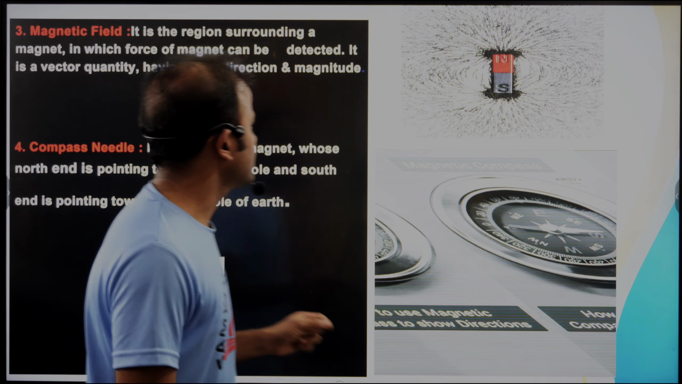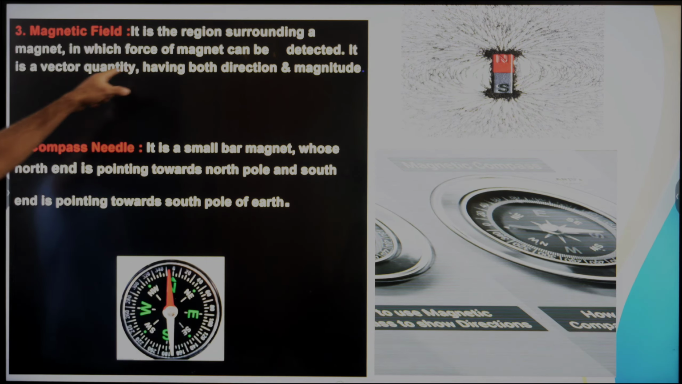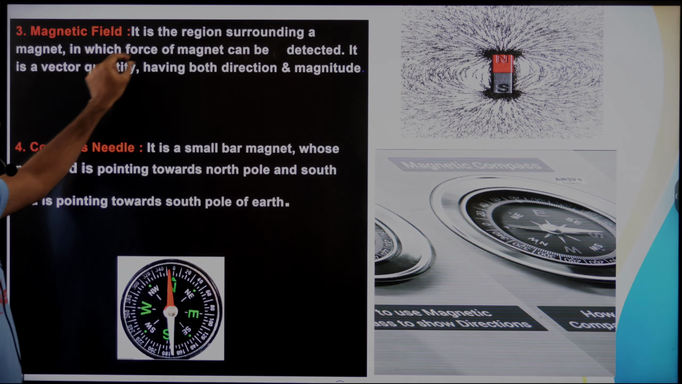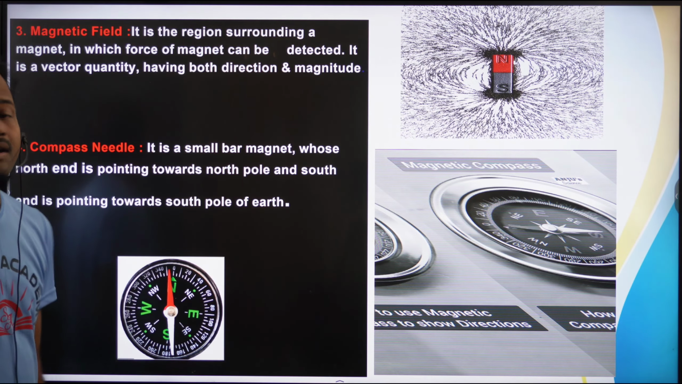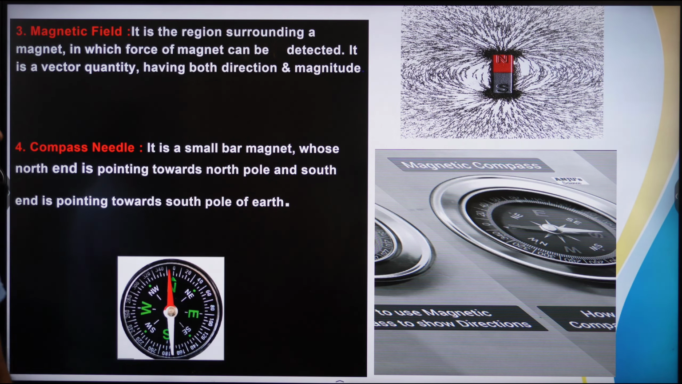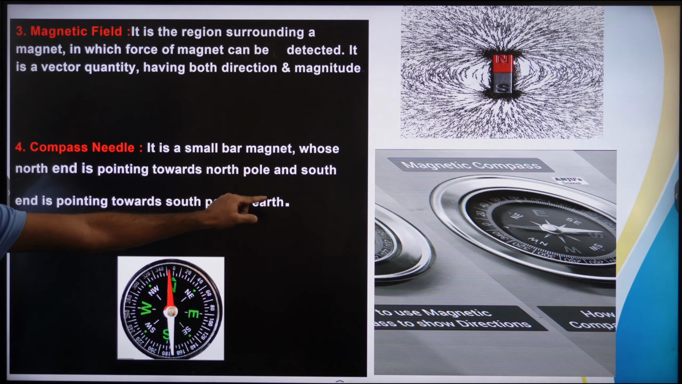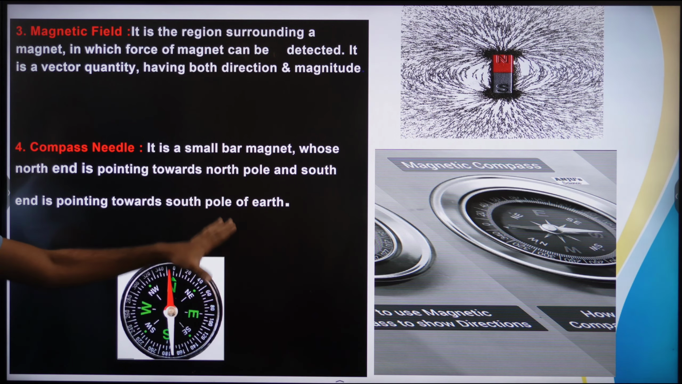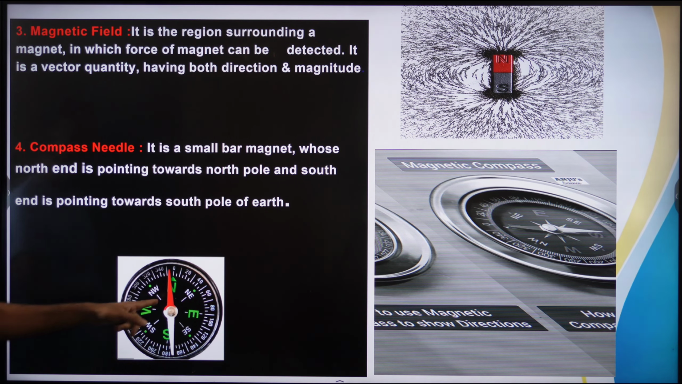Is it clear? So what is the magnetic field? It is a region surrounding a magnet where the force of the magnet can be detected. It is a vector quantity having both direction and magnitude. Now this is a compass needle. Just now we have seen, it is a small bar magnet whose north end is pointing towards the north pole and south end is pointing towards the south pole of the earth. The north end direction shows the north pole, and the south end direction shows the south pole.